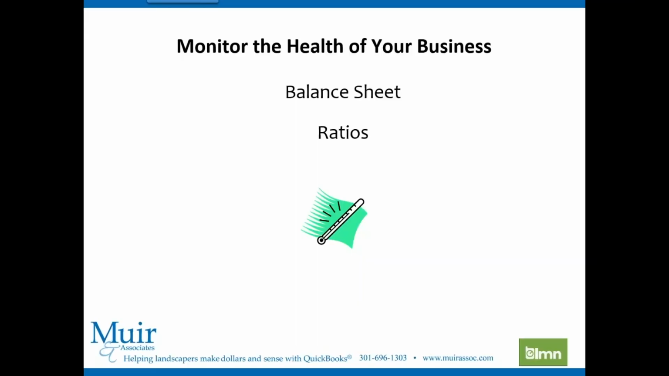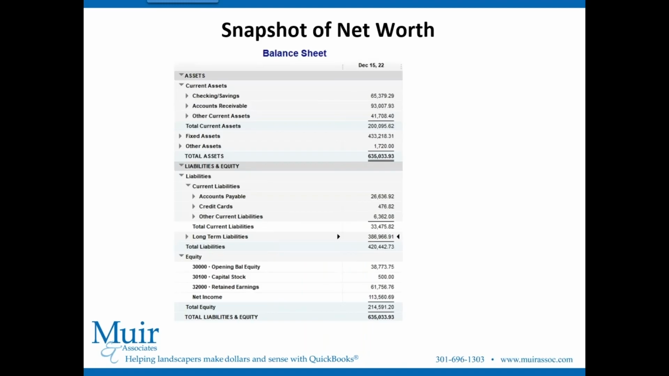Okay. So now we're going to take a look at some ways that you can monitor the health of your business. I'm going to take a closer look at the balance sheet and some ratios that might be useful for you. I'm hoping that most of you are familiar with your balance sheet. I do have some clients that will look at their P&L and almost never look at the balance sheet. So for those that don't look at it very often, I just want to at least let you know what's there so that you have a better understanding.